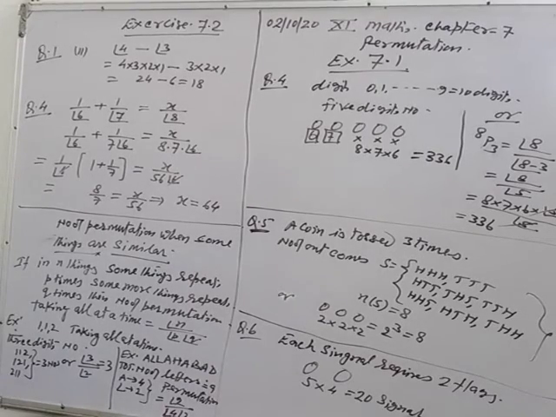11th math students, see some more problems from exercise 7.1. The topic is permutation. See question number 4. In this question there are 10 digits from 0 to 9. How many 5-digit numbers can be formed starting with 67?